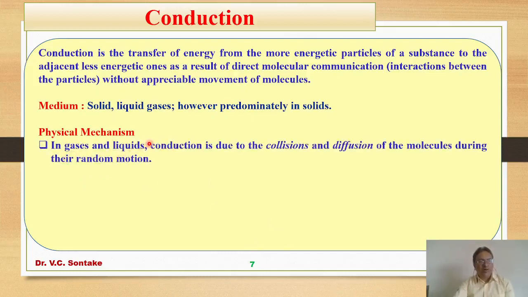So in gases and liquids, heat transfer by conduction is due to collision and diffusion of the molecules during their random motion. Now what happens actually in gases and liquids? The molecules are loosely packed. They are free to move here and there. So while moving here and there, a high energy particle collides with a less energy particle, comes into contact and transfers the heat to the less energy particle. So collision and diffusion.